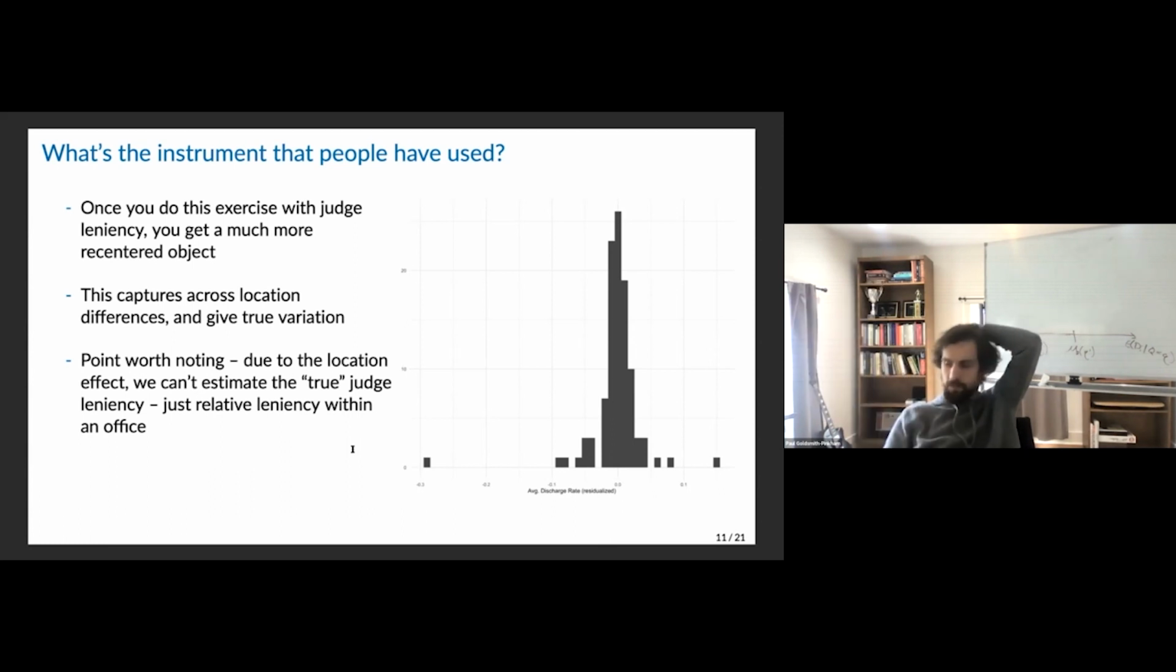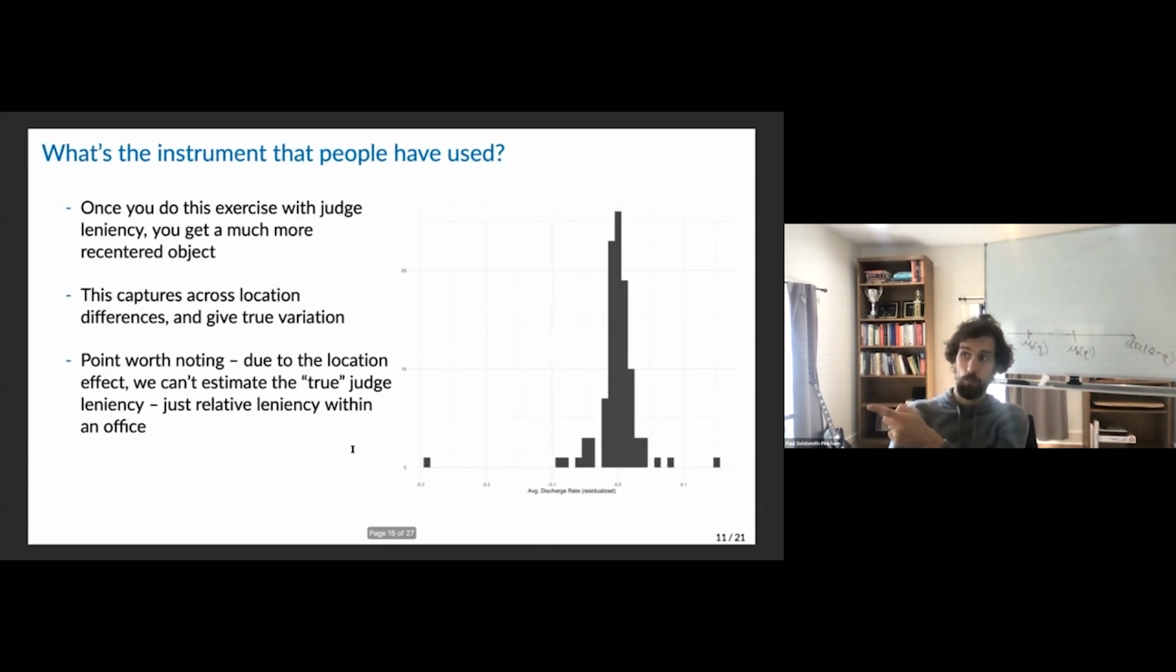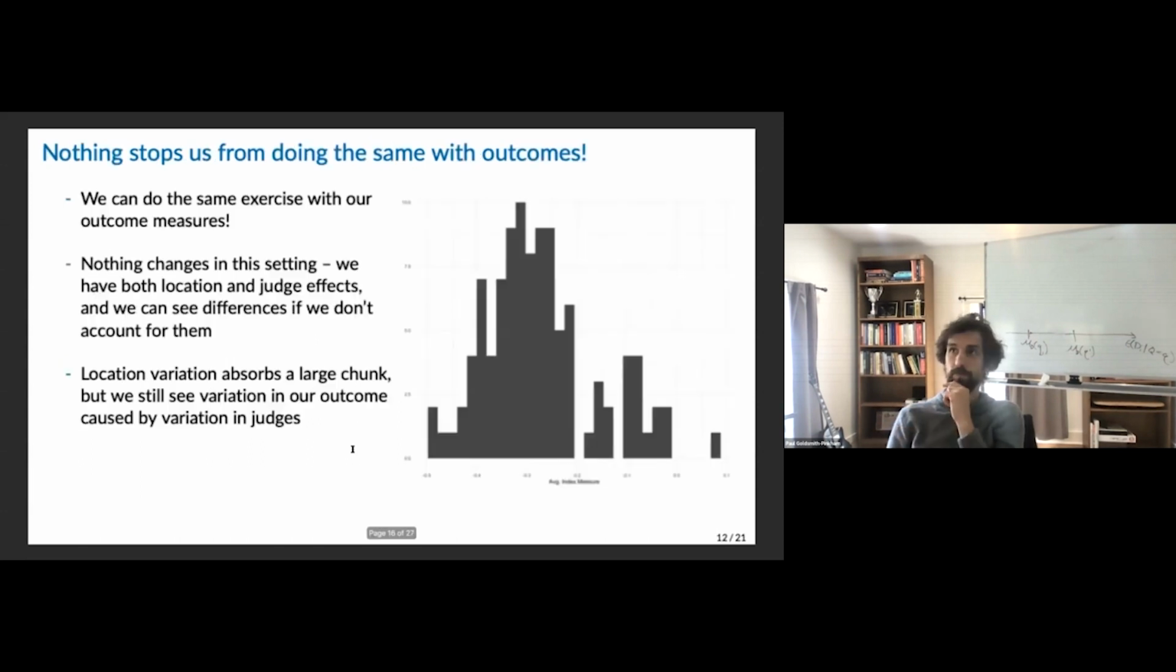But what you'll end up seeing is that, remember, this is what the overall looked like, and this is what the within looks like. So there's very clearly big differences across locations when you just look at the two histograms. And what's cool is we can do the same exercise for outcomes. Nothing changes. We have the location and judge effects. We can see differences if we don't account for them.